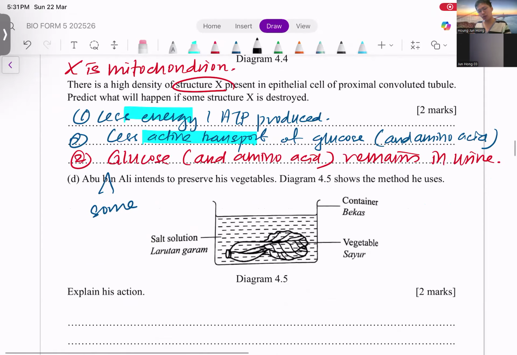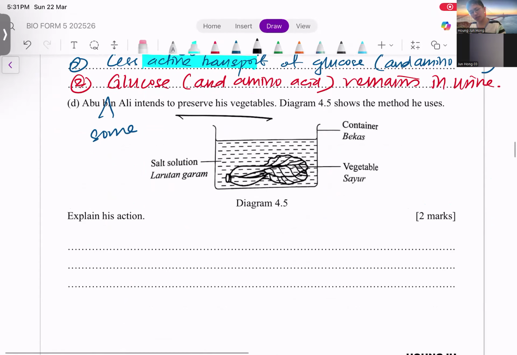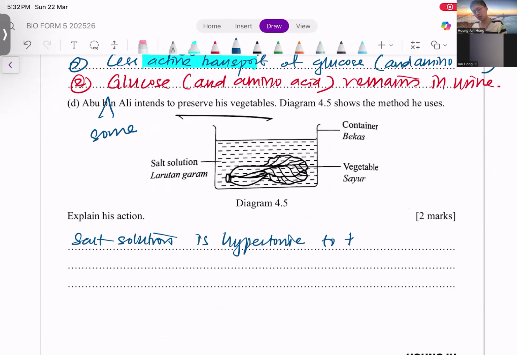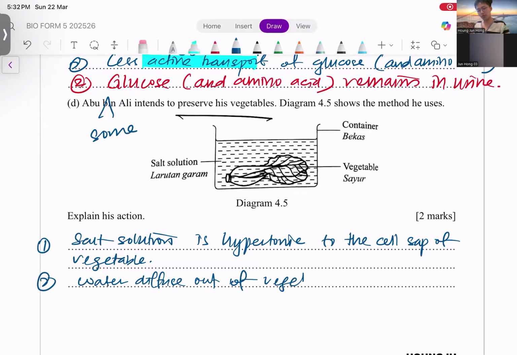You might not know what happened here. Why do we have a salt diagram? Why are we doing this? But as you can see here, this is a method of preservation. I hope that gives you a hint. If you remember, we did use salt solution to preserve vegetables. So what is the action over here? Remember, this is by the concept of osmosis. This is hypertonic to the cell sap of the vegetable. Hence, if this is hypertonic, it will make the water come out. Water diffuses out of the vegetables by osmosis.